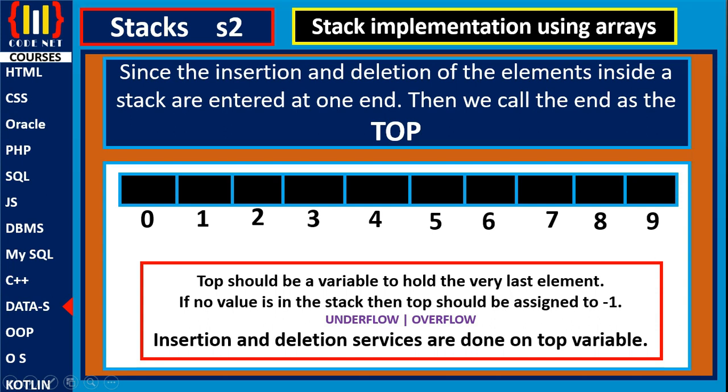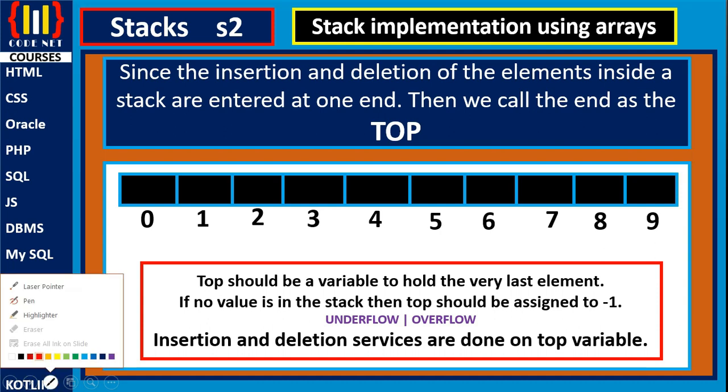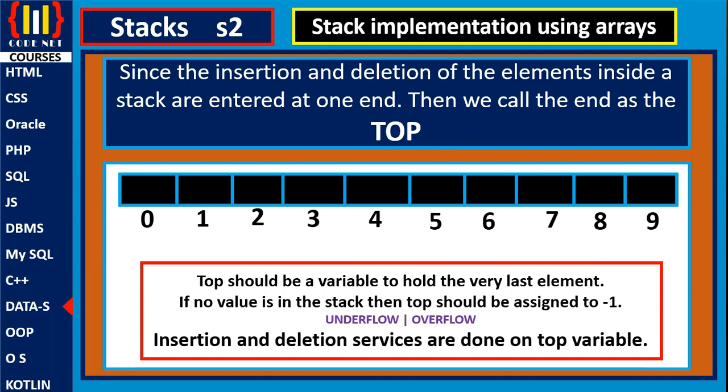So here we are saying top should be a variable to hold the very last element in this stack, of course, which is also the array that we implemented. If we want to ask, where is top in this stack? We are saying top should be at the very last element of the stack. So here is top in this array, or in this stack, because we are implementing the stacks using the arrays. So top should be at the very last element of the stack.